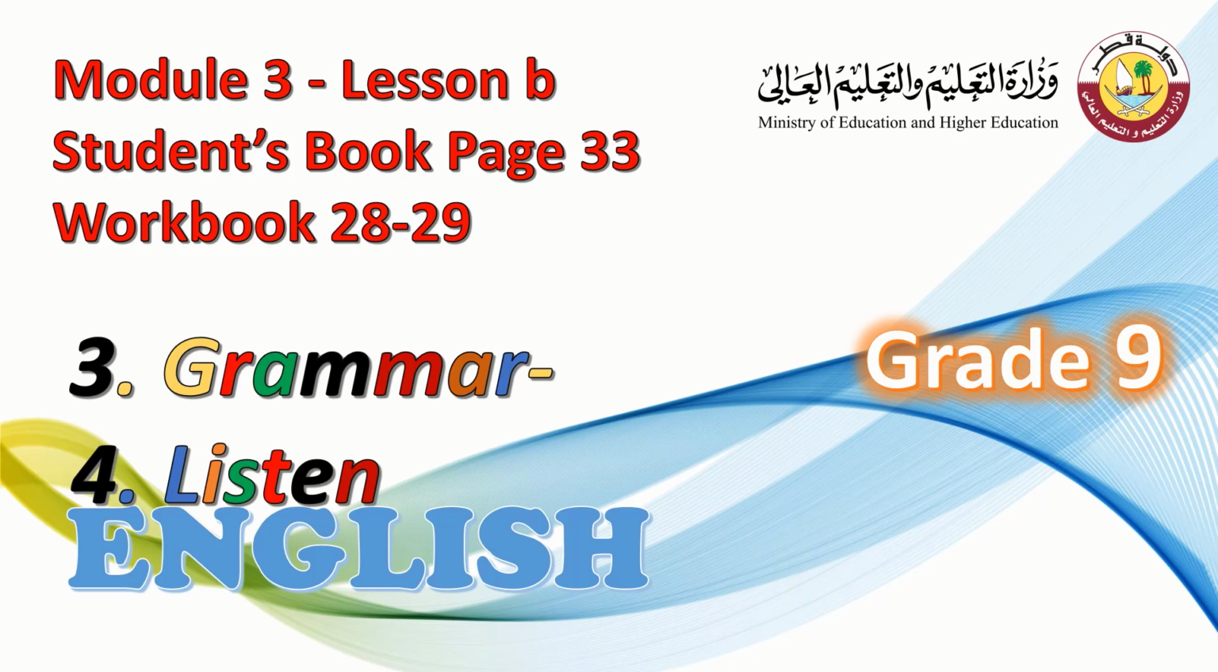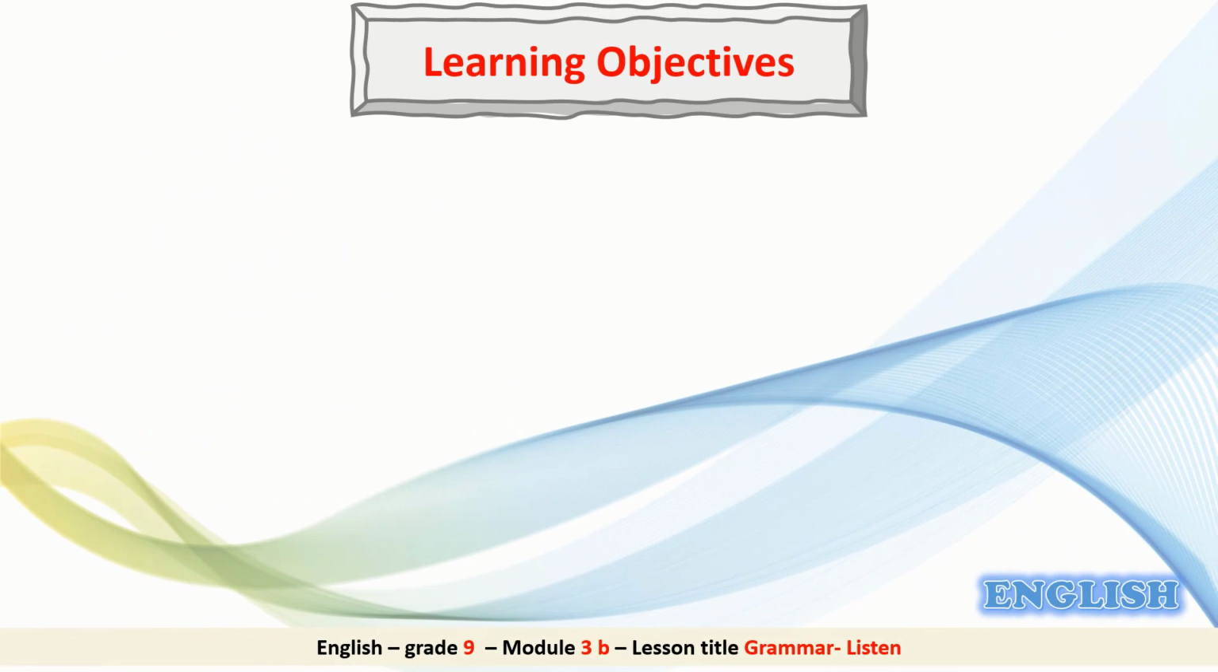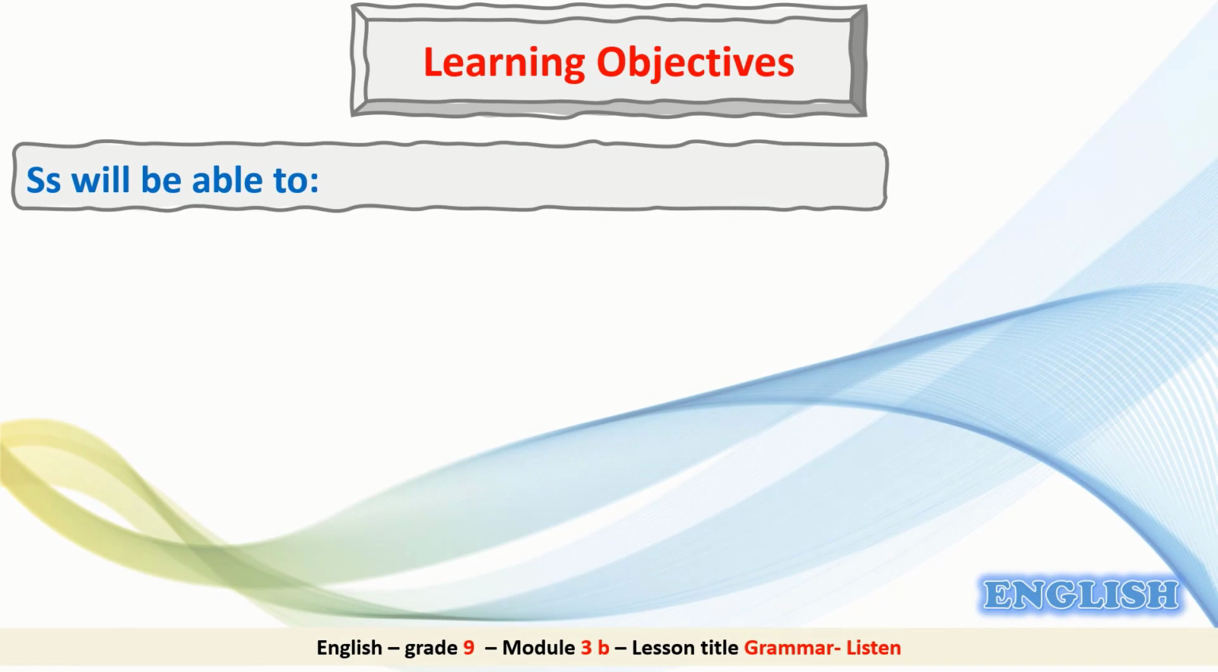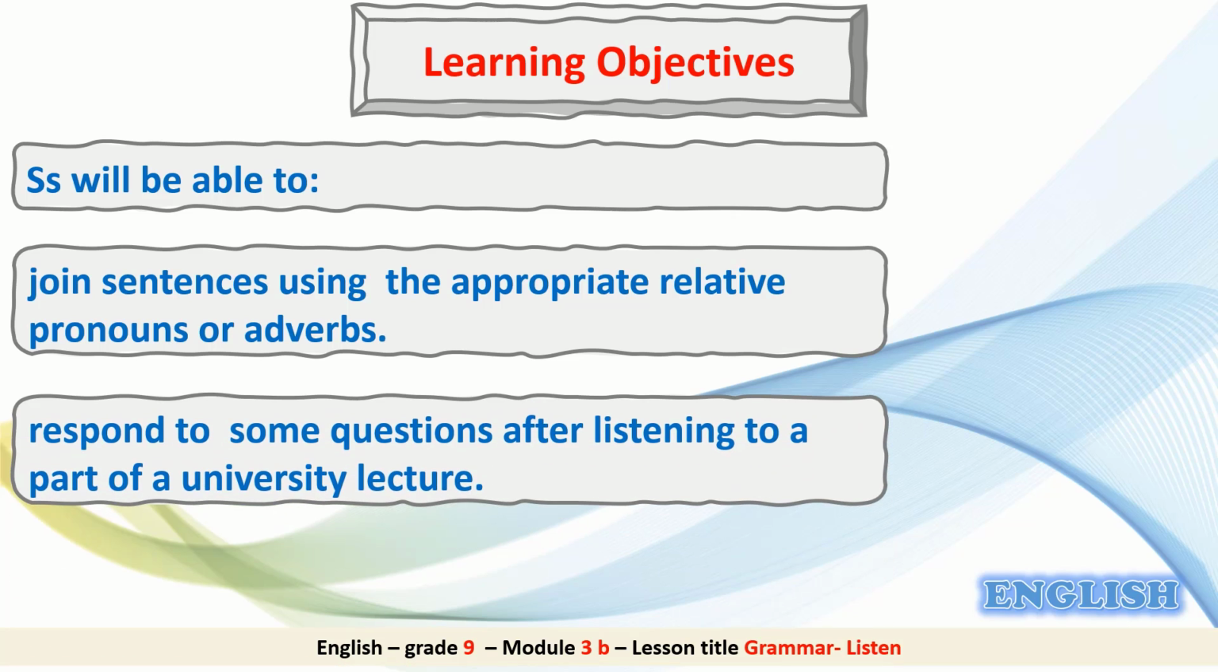Welcome to our lesson today, module 3, lesson B, students book, page 33, workbook, page 28-29, grammar and lesson. These are the learning objectives which you are going to achieve by the end of this class. First, join sentences using the appropriate relative pronouns or adverbs, and then respond to some questions after listening to a part of a university lecture.